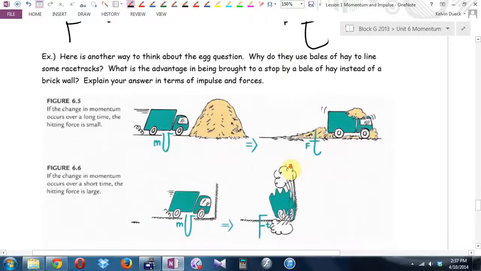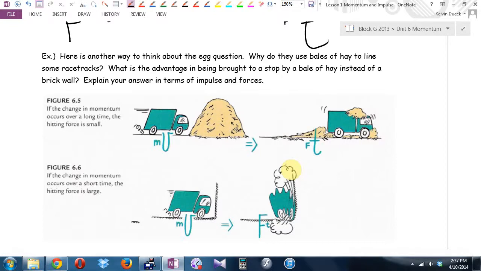Here's another way to think about it. Why do they use bales of hay to line some racetracks? What's the advantage in being brought to a stop by a bale of hay instead of a brick wall? Same idea. Because you're stuck with the same change in momentum, well, we can change the time of impact, which means the force, and it's the force that kills you in a car accident.